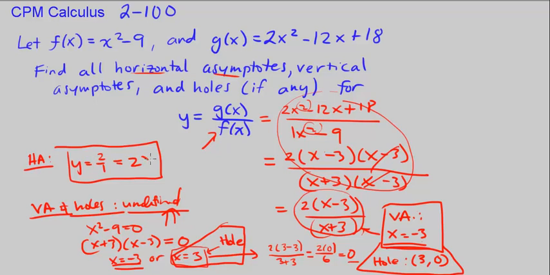Okay, so again, horizontal asymptote, vertical asymptote, hole. So at 3, comma 0, right here, our function has an open circle. Whatever it does on the left and the right, we're not drawing that, but we have an open circle, a hole, right at 3, comma 0. Okay, so this ends CPM Calculus Chapter 2, number 100.